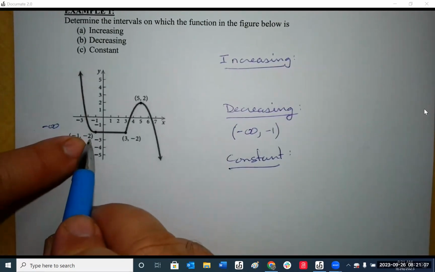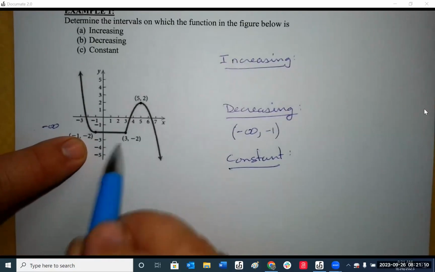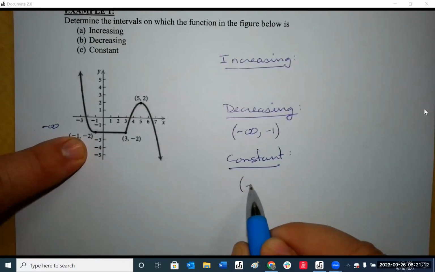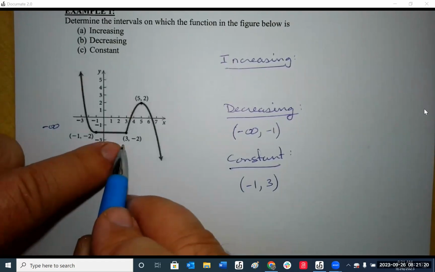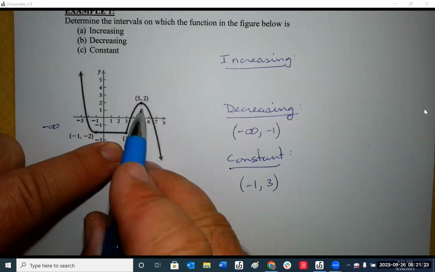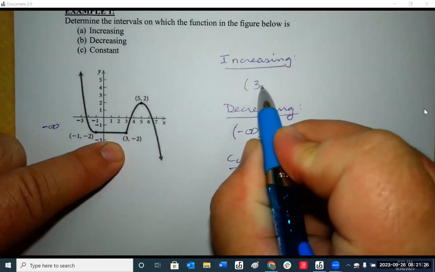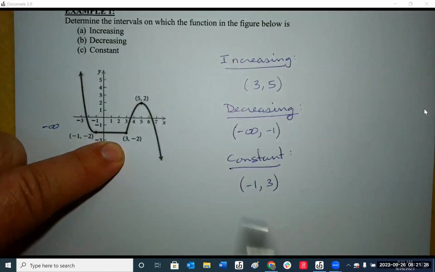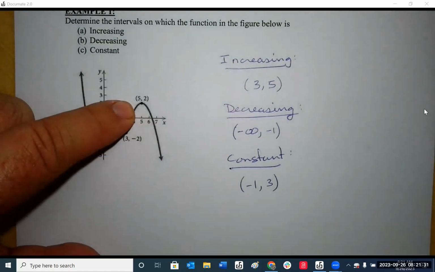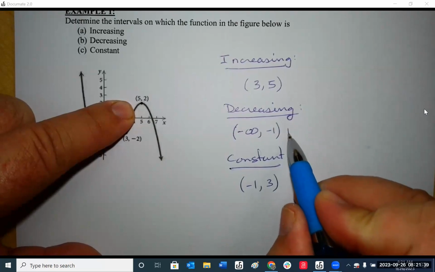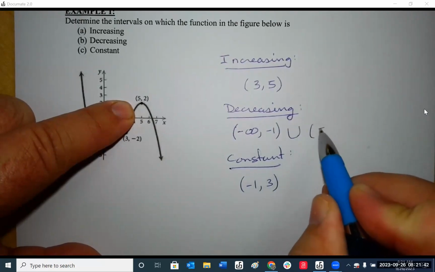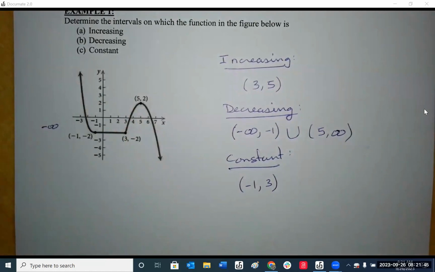What's it doing from -1 to 3? It's constant. So from -1 to 3, it's constant. And then from 3 to 5, it's increasing. And then what does it do after 5? What direction is it going? Down. So it's decreasing. So we have to put a union from 5 to positive infinity.